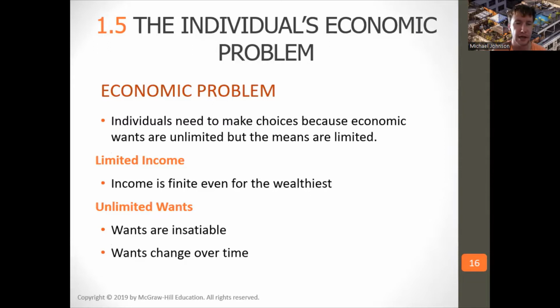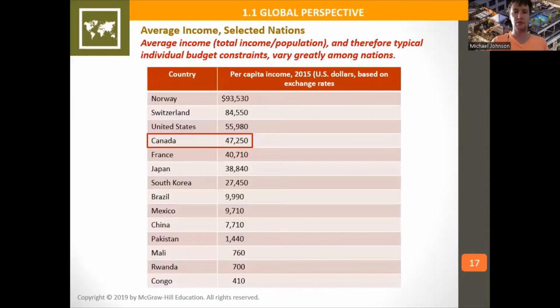Individuals need to make choices because economic wants are unlimited, but the means are limited. We only have a limited amount of resources, and we have to choose where they go. They have to go somewhere, but they can't go to another place if they go somewhere else. Like, let's say you put all your resources into making cars, then you can't make houses, right? You need to choose. There is limited income and resources, but unlimited wants, so you just keep wanting things, but you have to choose what you can have, because you only have limited resources.